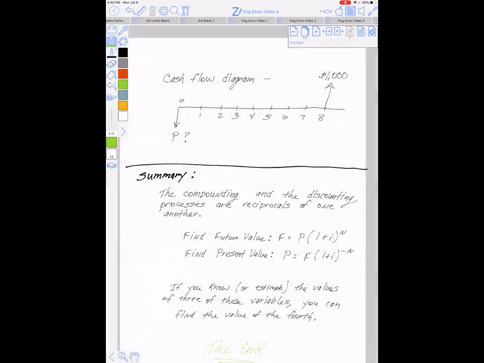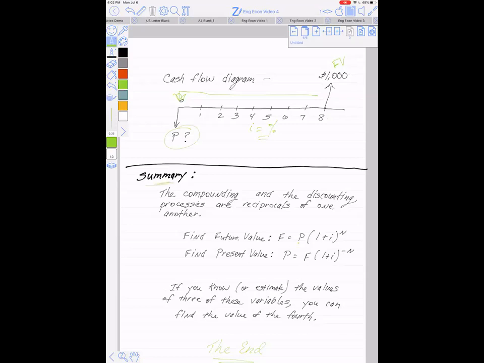In any case, no matter if you use method 1, 2, or 3 to solve it, the cash flow diagram looks the same. We're given a future value of $1,000 at some time period in the future, and we want to discount it back to find its present value today, given a certain interest rate or discount rate.